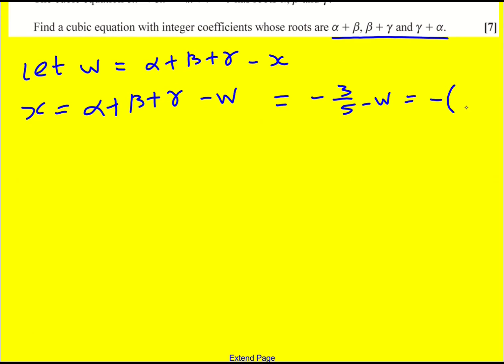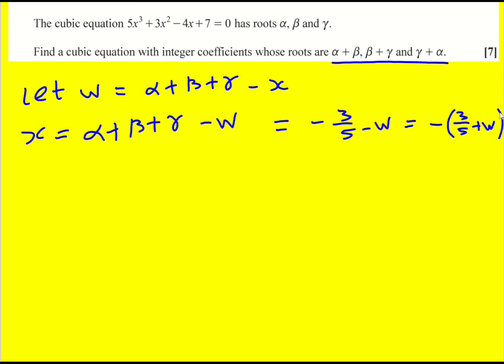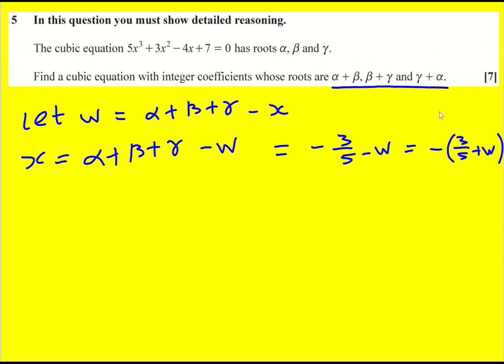I think it's a good idea to factorize the minus out. This will make subsequent calculations a little bit easier. Okay, now we can sub in. So I've already got x. Now I want to work out x squared. And that's why I can just ignore the negative now. I'm going to get w squared plus 3/5 w plus 3/5 w. So that's 6/5 w plus 9 over 25.